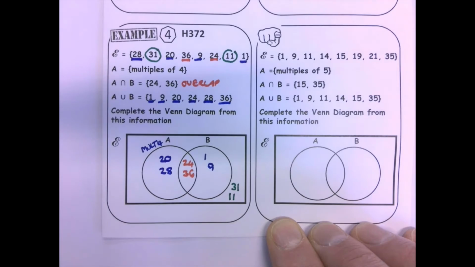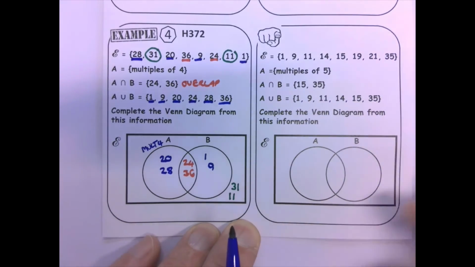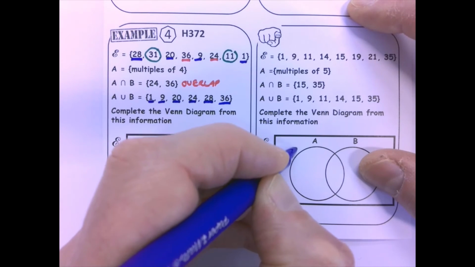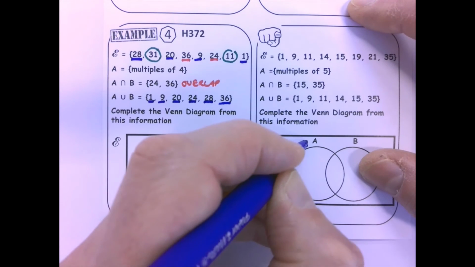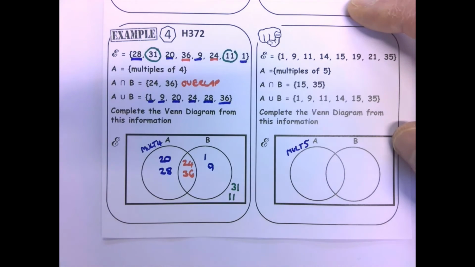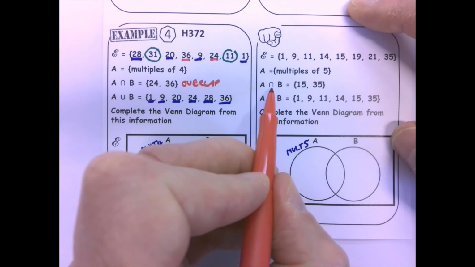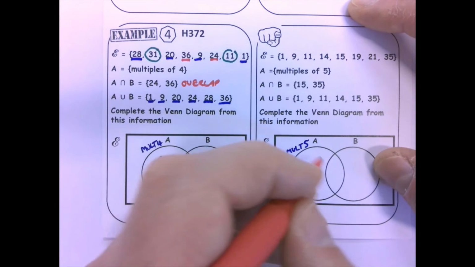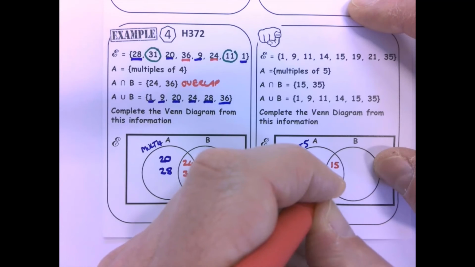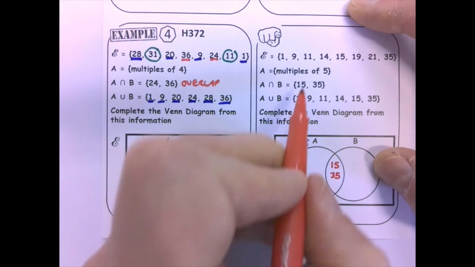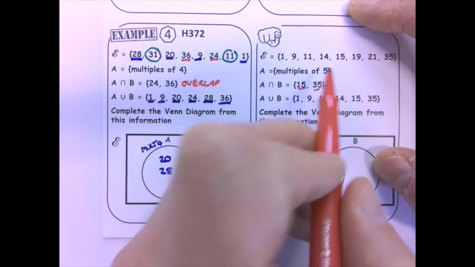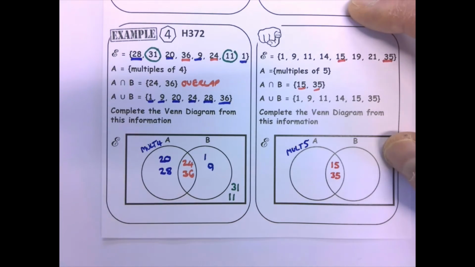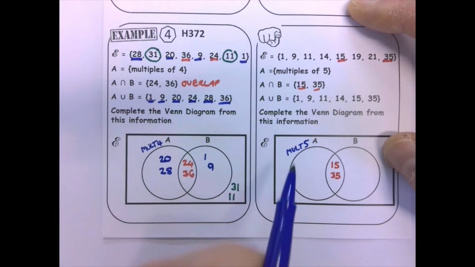Okay, so hopefully you paused the video and you've had a go. So, a similar kind of problem, only now we're told that A is multiples of 5, and we're told that the overlap, A intersect B, is 15 and 35. So let's get those accounted for and cross them off. Okay, done. Then we start on the ones down here.